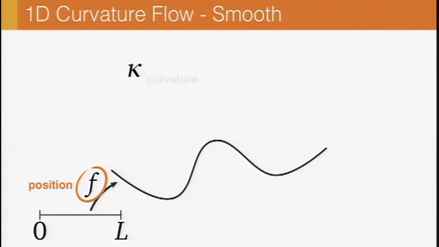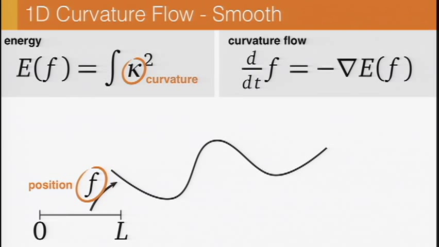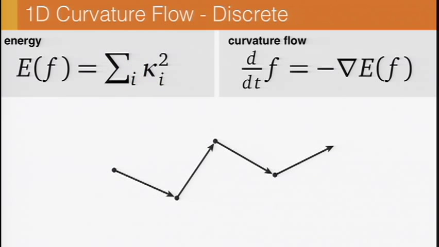And if kappa is the associated curvature, then a typical smoothness energy would just be something like the integral of curvature squared. And so if we then take a gradient flow, take the gradient of that energy with respect to position, that's our curvature flow. In the discrete case, this map F is just a sequence of vertex positions, F sub i, and the curvatures are just these exterior angles, kappa sub i.